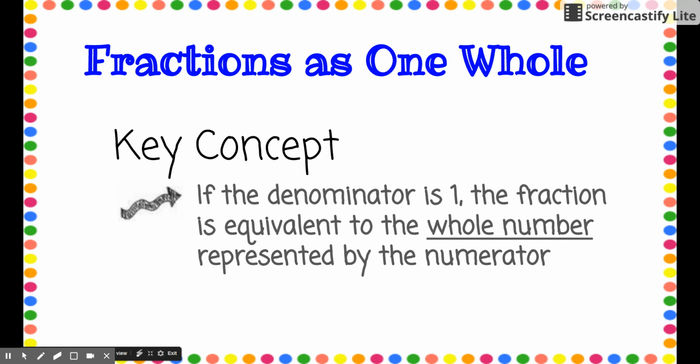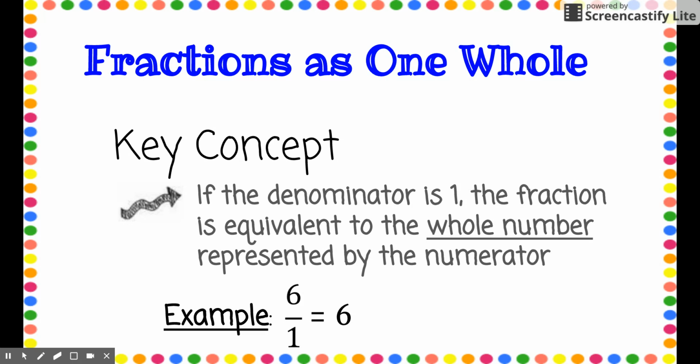If the denominator is 1, the fraction is equivalent to the whole number represented by the numerator. So this comes into play when we have a different numerator represented on the top. For example, we have 6/1, which is the same or equivalent to 6 wholes or 6. So if I had 100 ones, that means I have 100 wholes. So I would have 100 pizzas, not slices. Remember, the numerator is what's shaded. So we have 6 wholes shaded, which is equivalent to 6 wholes.